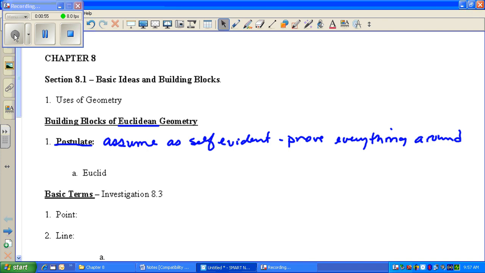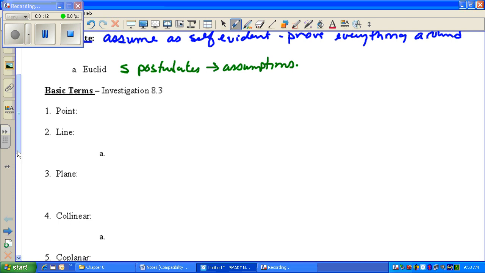So Euclid then came up with these 5 postulates, which we will call assumptions. And some basic terms will go along with these. Point. A point has location. And the location we denote as xy. It has no size.